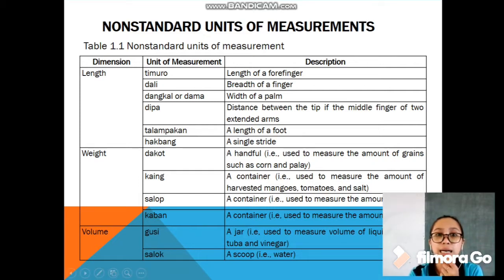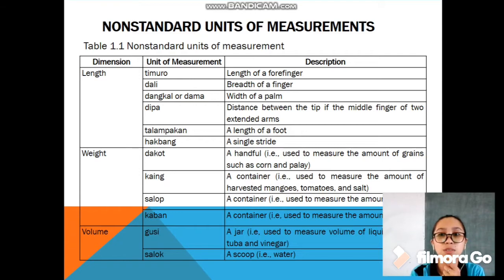Timuro, dali, dangkal or dama, dipa, talampakan, hakbang, dapat, kaig, salog, kaban, gusi, and salok. And the description is in the next column. For example, we are very familiar with this dangkal or dipa, like one dipa, which is the distance between the tips of the middle fingers of your two extended arms. And then hakbang is a step. Talampakan, the use of the length of your foot. And then the gusi, it is a jar used to measure the volume of a liquid. Example, we have tuba and vinegar.